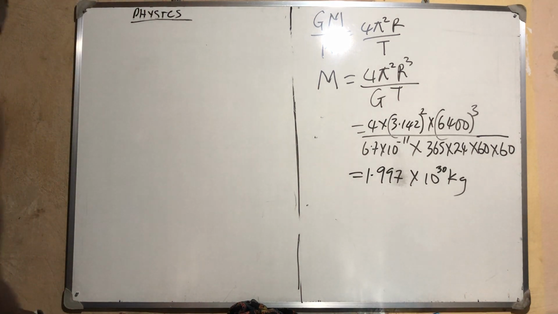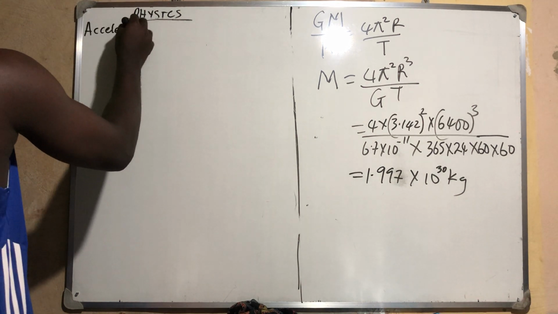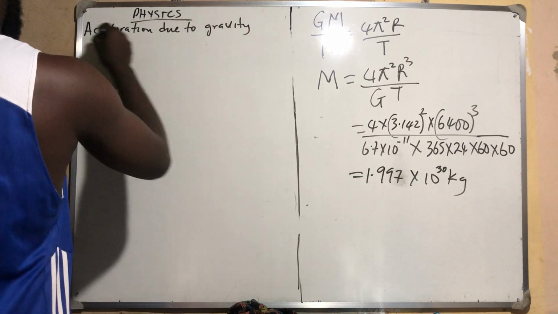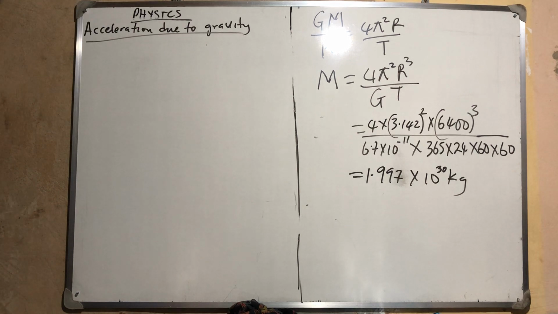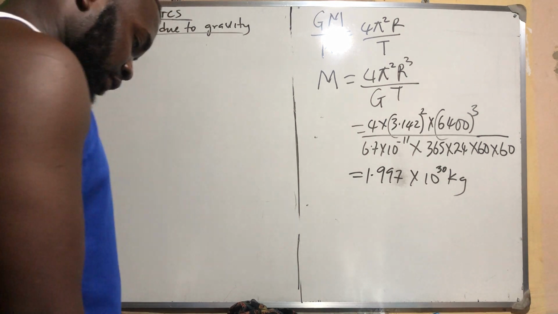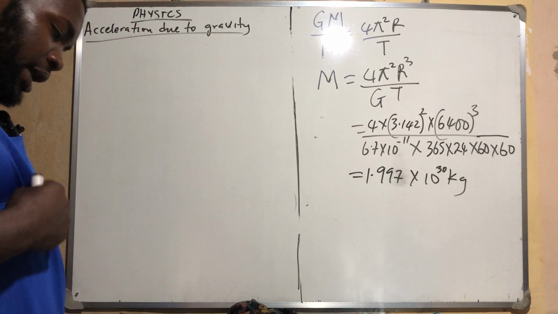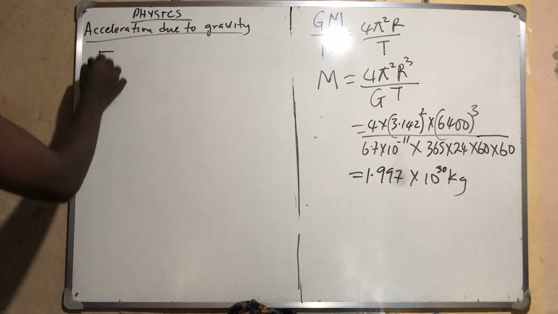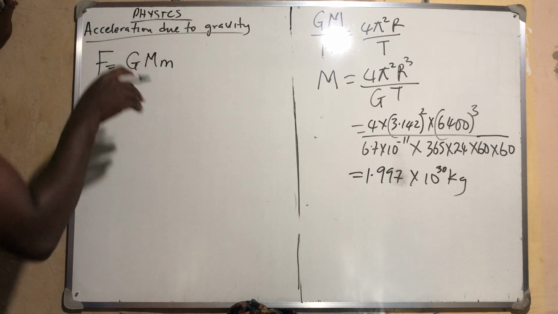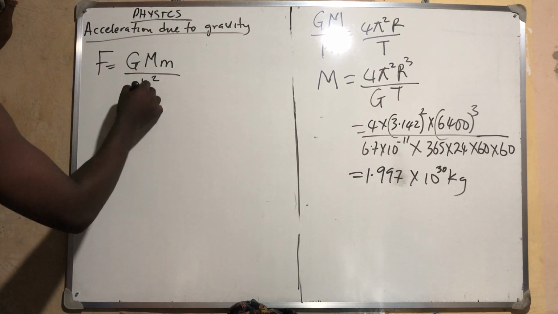acceleration due to gravity. Now, it says if a particle of mass m is on the surface of the earth, the force of attraction between m and the mass of the earth and the radius r is given by, you know that this force is equal to G, mass of the earth, then small m, the mass of a body on earth, all over R squared. So let me use capital letter R, radius of the earth.